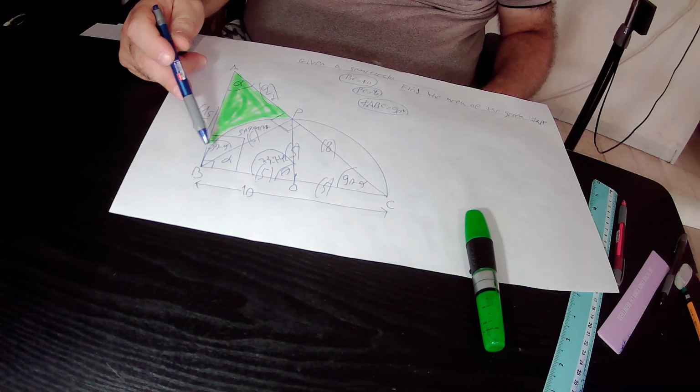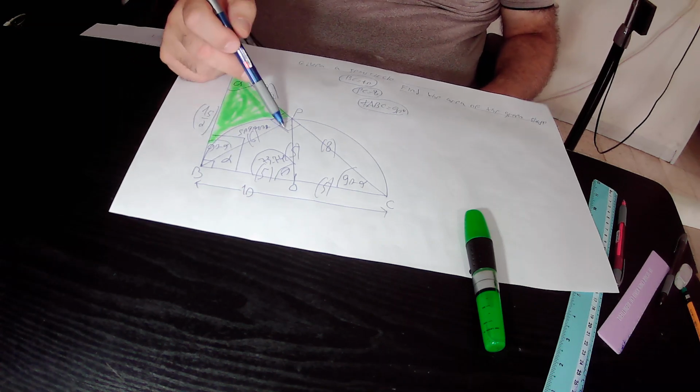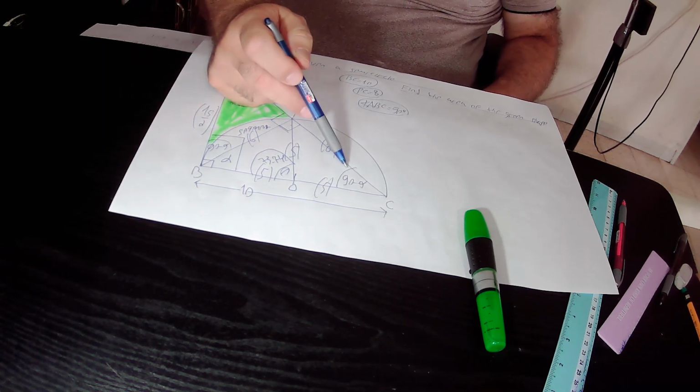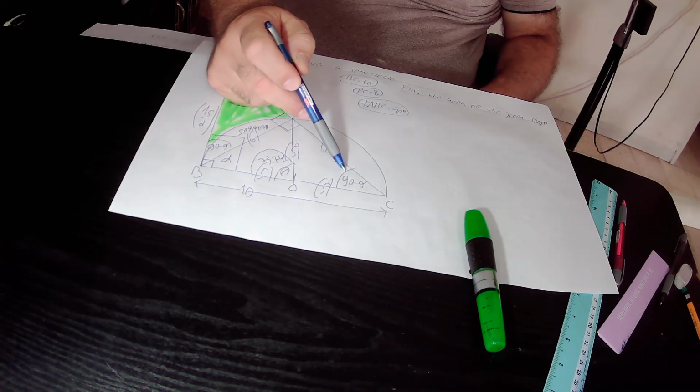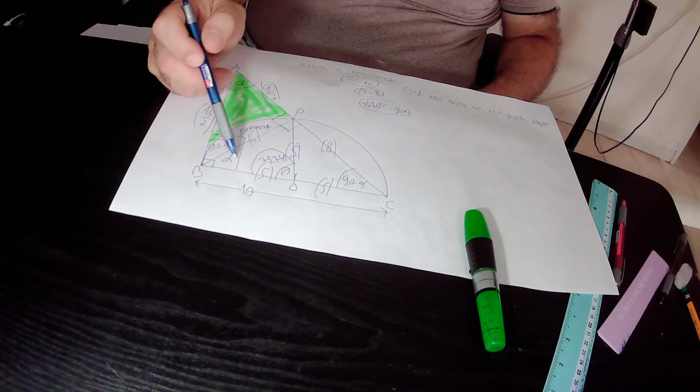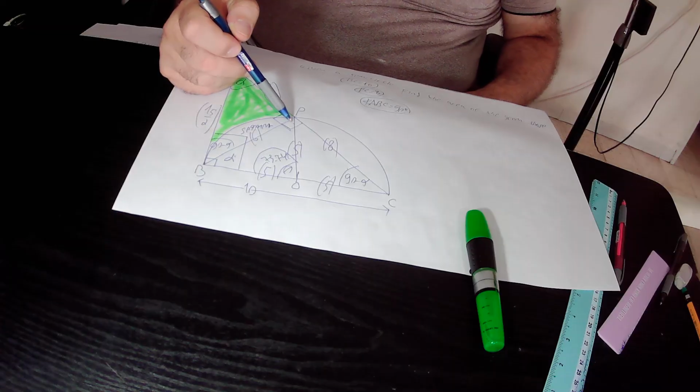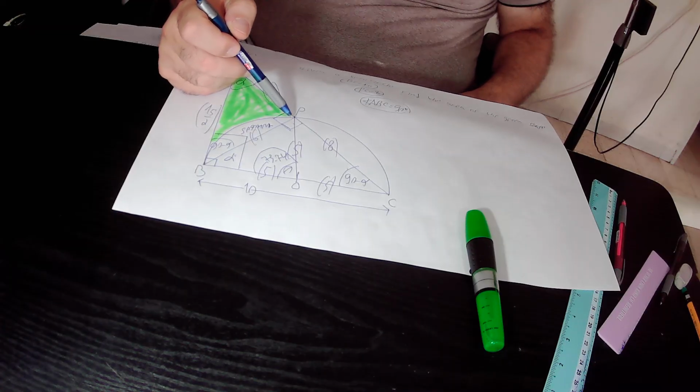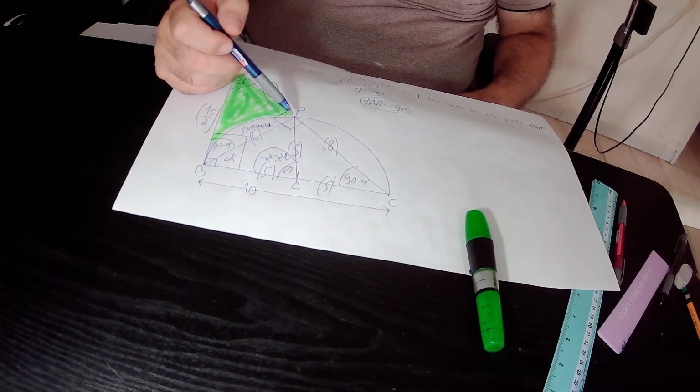So in the right triangle BPC, this angle equals alpha, this angle equals 90 degrees, and therefore this first missing angle must be equal to 90 degrees minus alpha. 90 degrees minus alpha plus alpha is 90 degrees, and 90 degrees plus 90 degrees is equal to 180 degrees. That is the sum of the angles in any triangle.